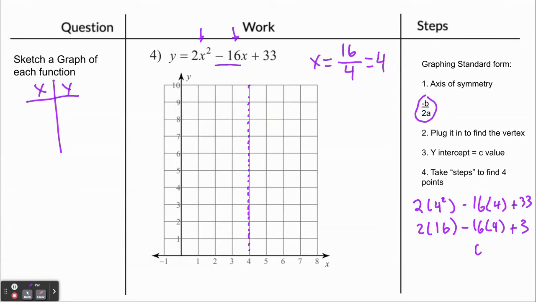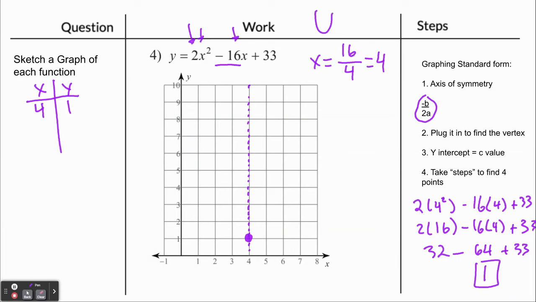Sixteen times 4 is 64. 2 times 16 is 32. 32 minus 64 is negative 32, plus 33 is just going to give us 1. So in that case here, when we plug in 4, our y value is 1. So that is where our vertex is at. Because the a value here is positive, we know we're going to have a U-shaped parabola because it's not negative.